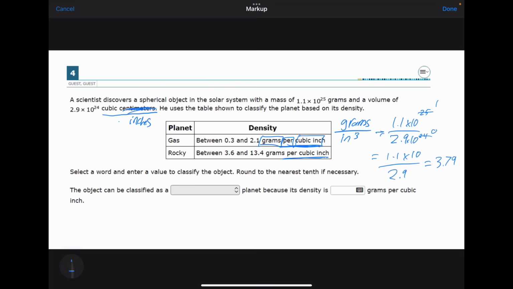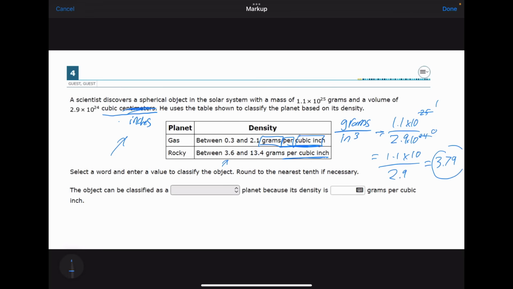which, by the way, this number verifies that I think this is a typo, because 3.79 is pretty close to what we're expecting to see here. So if we use this 3.79, this is the grams per cubic inch measurement of this spherical object. And now let's go to our answer.